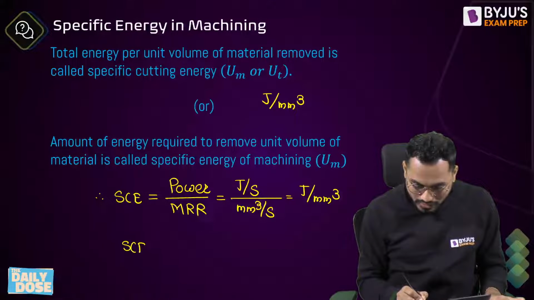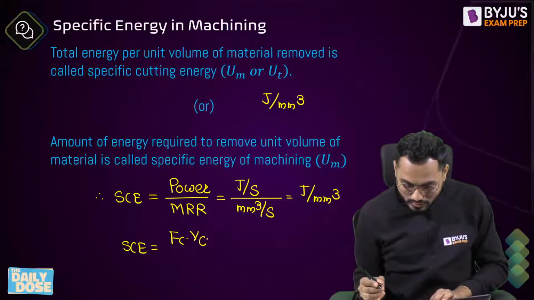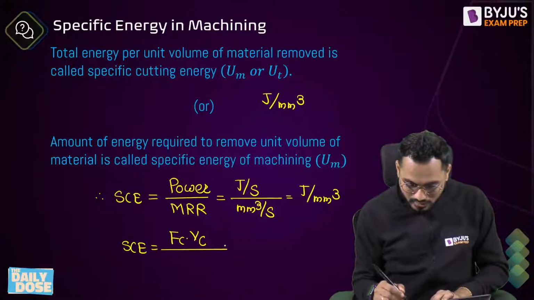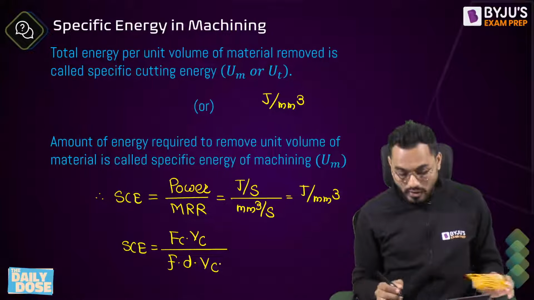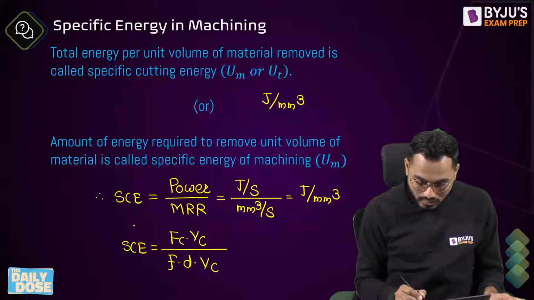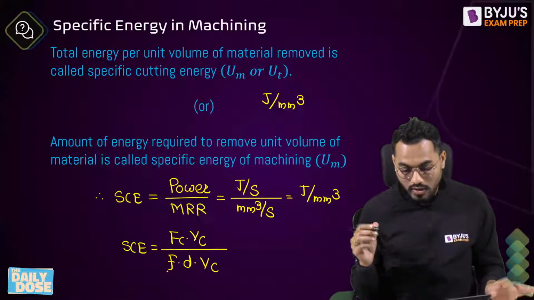So I'll say specific cutting energy is exactly equal to power, which is Fc into Vc, divided by material removal rate, which can be simply written as feed into depth of cut into cutting velocity. Please take care of units. This is the most important equation nowadays to solve a number of numericals.